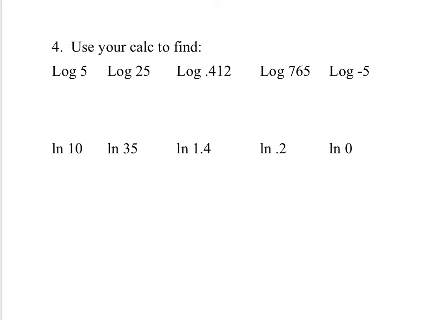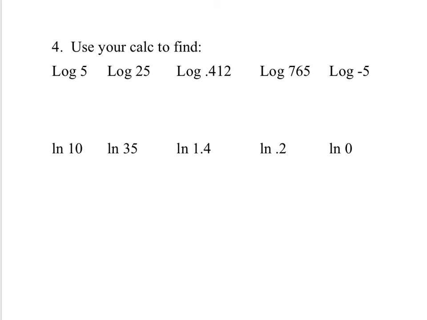You should have gotten log of 5 is 0.699. I'll round to 3 places. Log 25, you should have had 1.40, or I'm sorry, 1.398 if you go to 3 decimal places. Log 0.412 was negative 0.385, and log 765 is 2.884, rounding. Okay, log negative 5, of course, is error. We can't take the log of a negative. The domain of a logarithmic function does not include negatives.